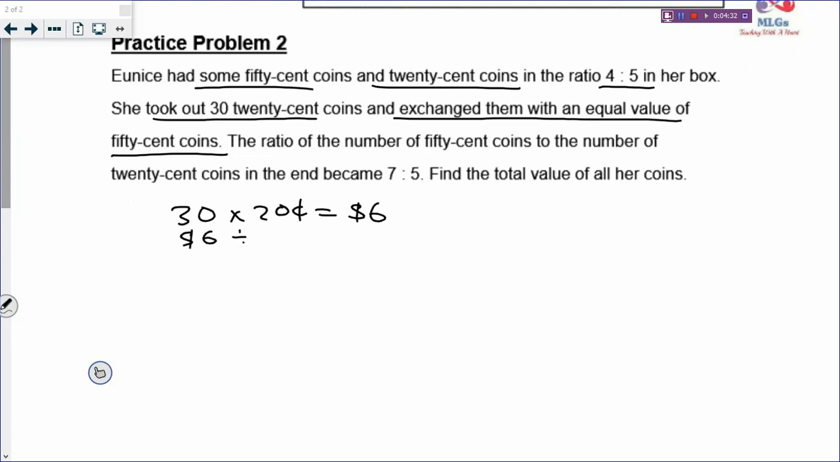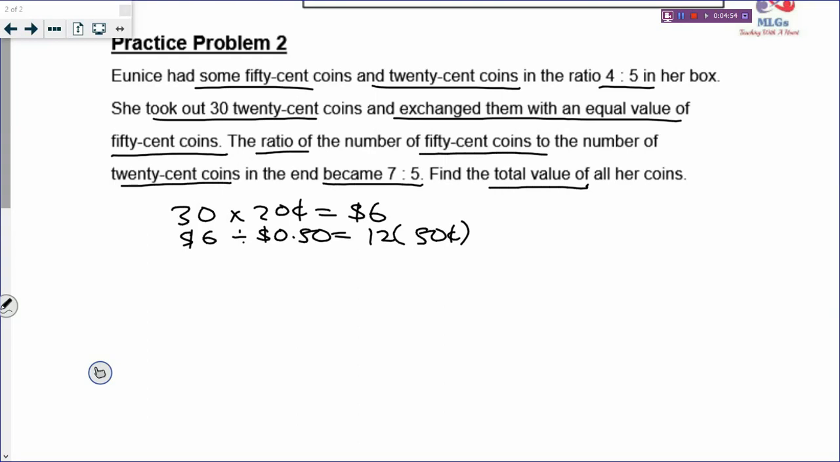So how many 50-cent coins did she put back? You take $6 and divide by 50 cents, one 50-cent coin, and that will give you 12, right? So she put back 12 50-cent coins of the same value. Then what happened to the ratio? The ratio of the 50-cent coins to the 20-cent coins in the end became 7:5. So find the total value of all her coins.